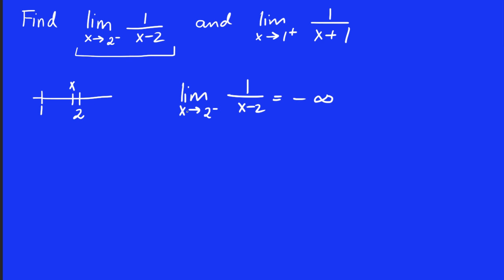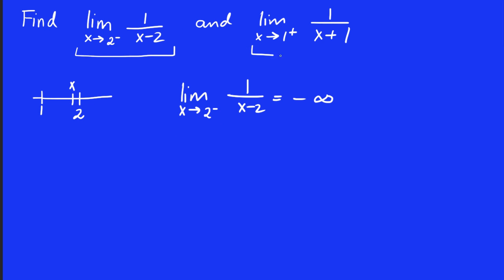Again, why is that? Because if x is really close to 2, but to the left of 2, when I do x minus 2, I get a small negative number, and 1 over a small negative number is a large negative number, and that means the limit is going to be minus infinity. All right, that takes care of the first one.